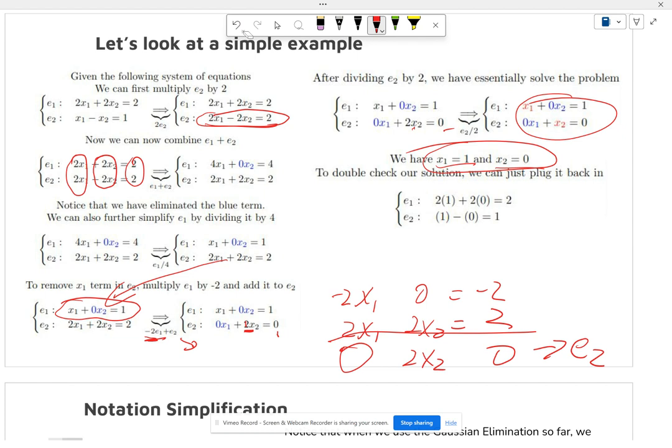We can double-check our solution by plugging it back in. So let's plug in 1 and 0, and see if the statements are still true. So 0 times 2 is 0. So 2 is equal to 2. That's true. Next, 1 is equal to 1. So both are true. Both statements are satisfied by this right here. So not bad.